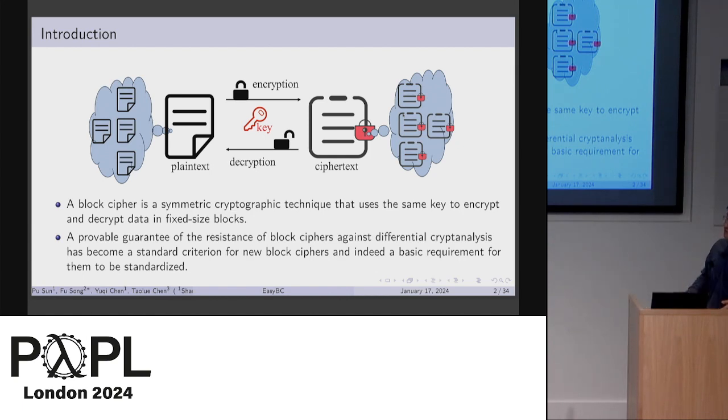A block cipher is a symmetric cryptographic technique that uses the same key to encrypt and decrypt data in fixed size blocks. And as the application scenarios of block ciphers are expanding, its security against various cryptanalysis has attracted research attention, especially differential cryptanalysis.